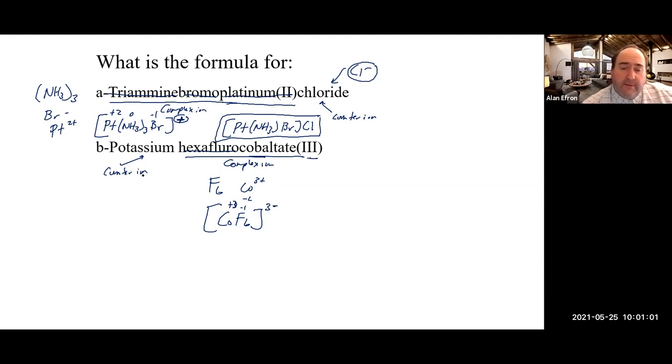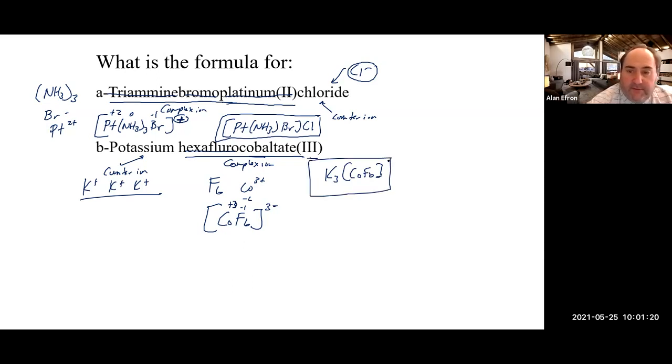And again, that's important to know because we then know that we need not 1 potassium to balance it out, but actually 3 potassiums. And that would give us K3CoF6. Any questions on those two?